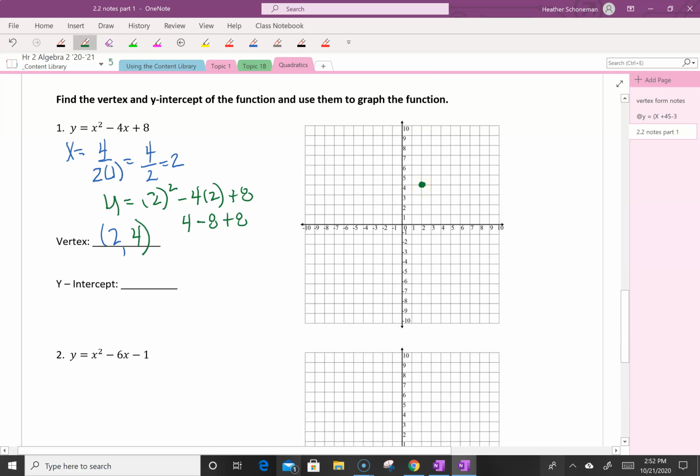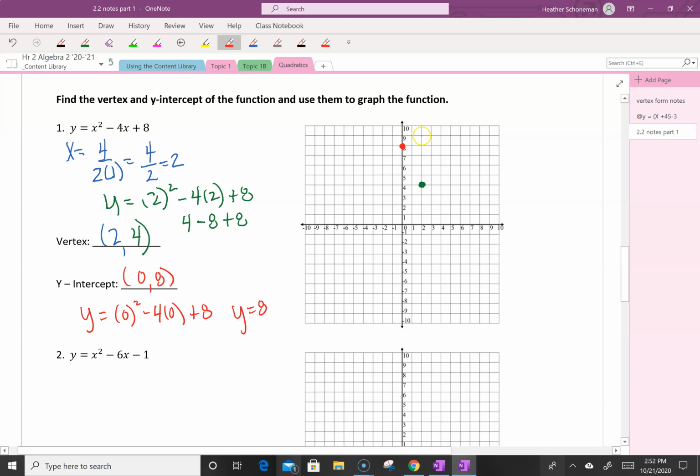Now I need to find more points because I have to have more than that. And we're not going to use our pattern this time. We're going to use new information. This time we're going to use the y-intercept. Well, the y-intercept is when x is 0. So if I plug in 0 for all of these things, well, that's easy. y is just going to equal 8, right? So the y-intercept is 0, 8.